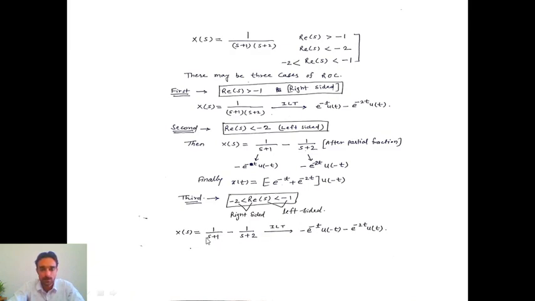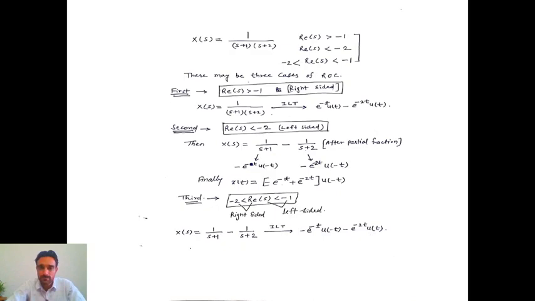So for this part, 1 upon s plus 1, the pole is at -1. ROC we can see is less than -1. Less than -1 means left-sided signal. So what is the inverse Laplace transform? e to the power minus t u of minus t, because of the left-sided signal. The second part is 1 upon s plus 2. This is a right-sided signal, so the inverse Laplace transform will be e to the power minus 2t u of t, because of the right-sided signal.